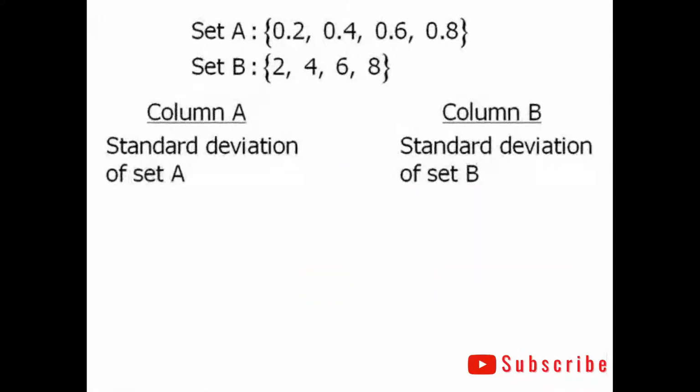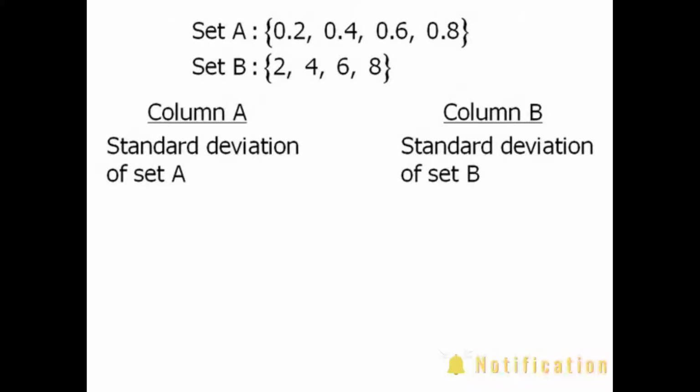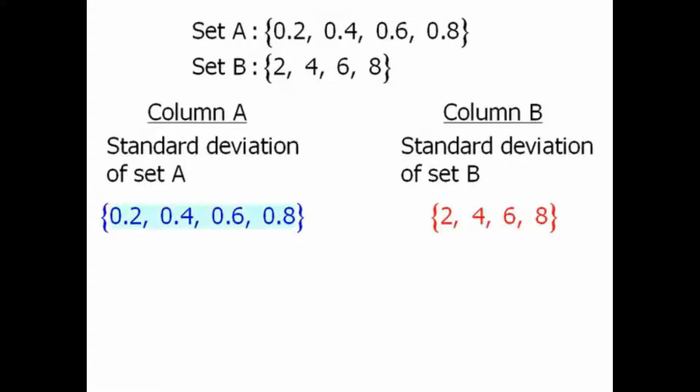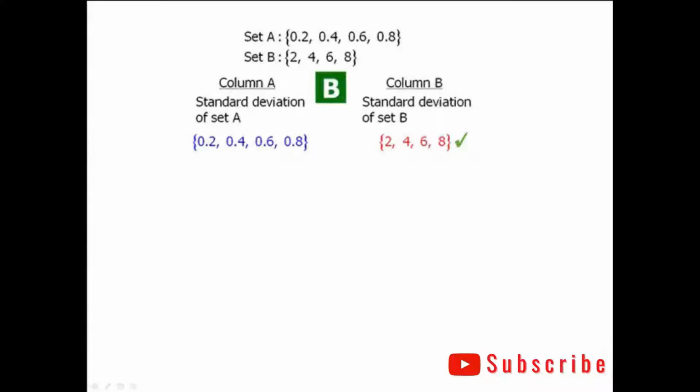Now, for the purposes of the GRE, we can think of standard deviation as being a measurement of how much the numbers in a set differ from the mean of that set. So here we have set A with a mean of 0.5 and set B with a mean of 5. Notice that the numbers in set B differ from the mean more than the numbers in set A. As such, the standard deviation of set B must be greater than the standard deviation of set A. So column B is greater than column A, and our answer is B.